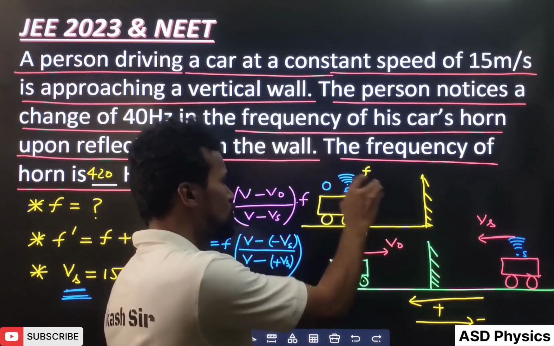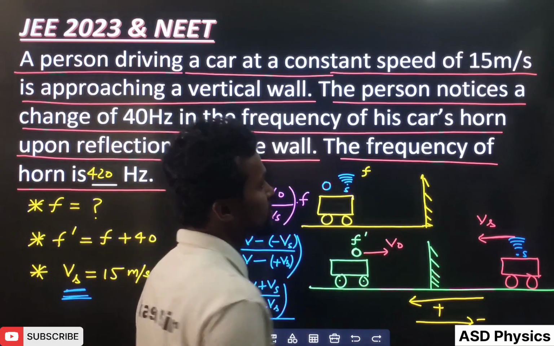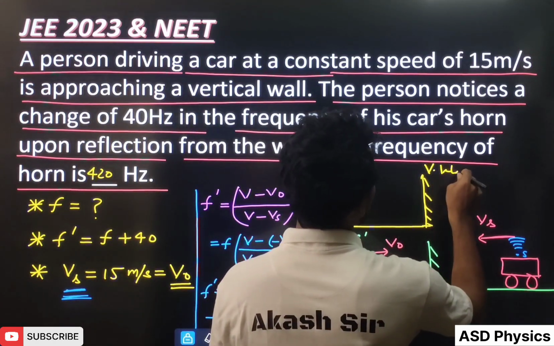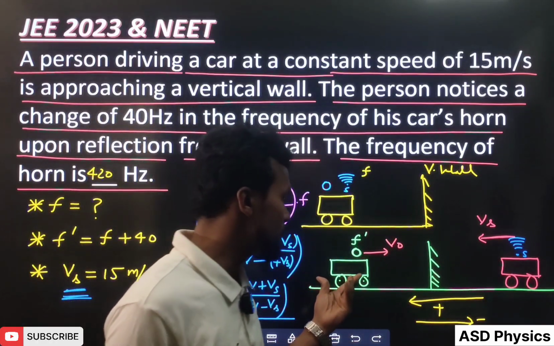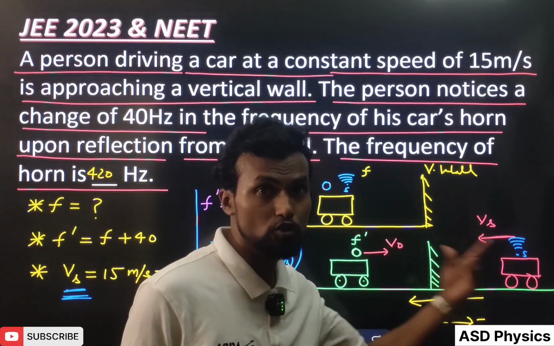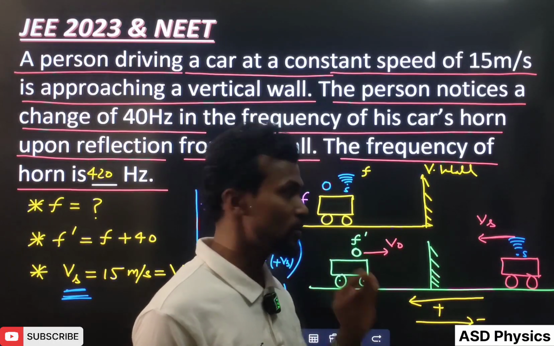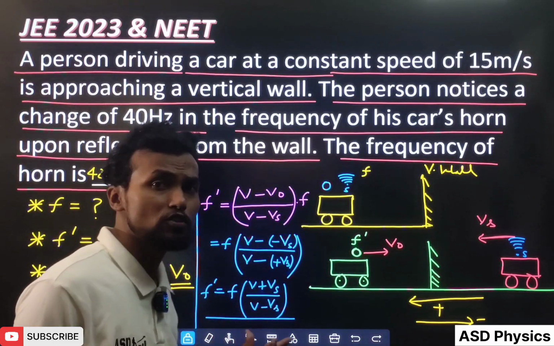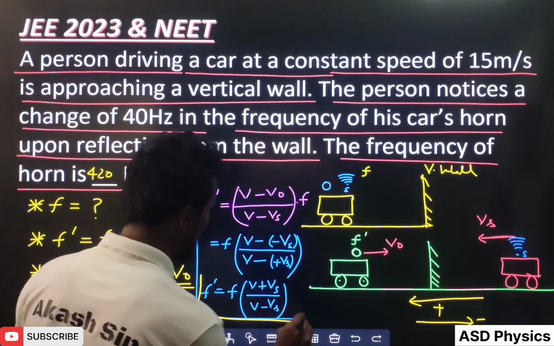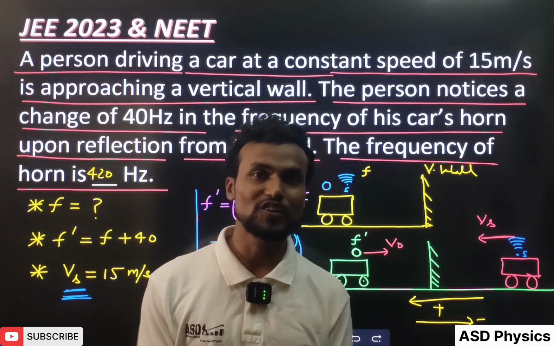Whenever the source and observer are at the same place, like a car moving towards a vertical wall, what we'll do here is use the mirror concept. This will become the observer, this will become the source, okay, and source to observer is always positive. After that, these magnitudes will be there, with the sign convention we will put the values. In the maximum to maximum situation this value will always come, okay, kindly remember that. So students, I hope this video you have understood very well.